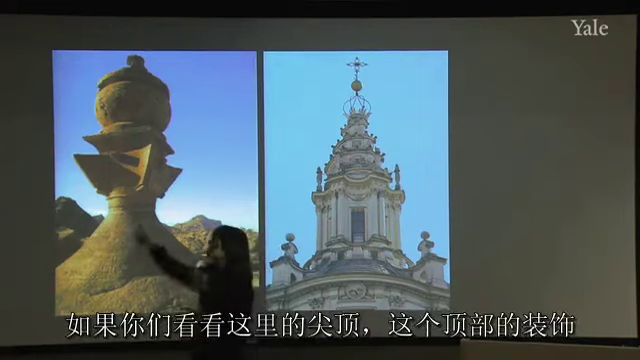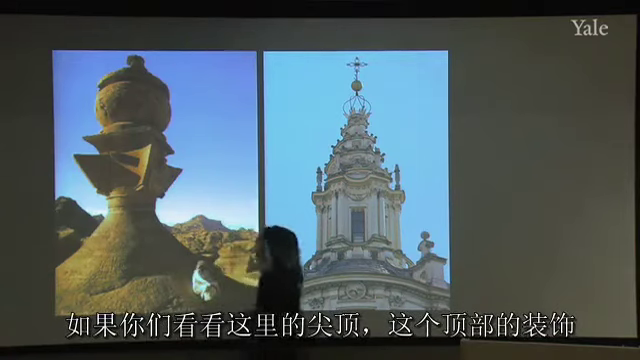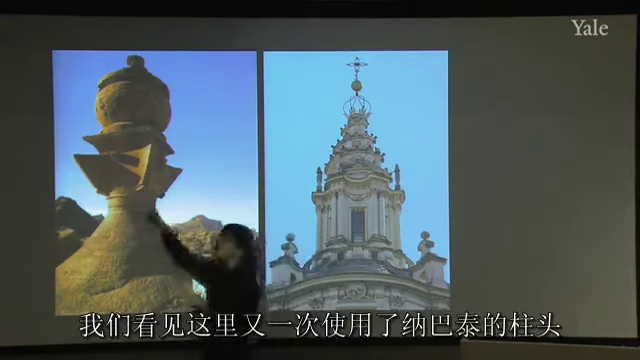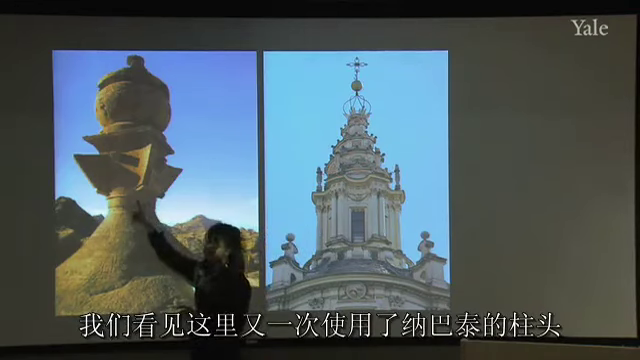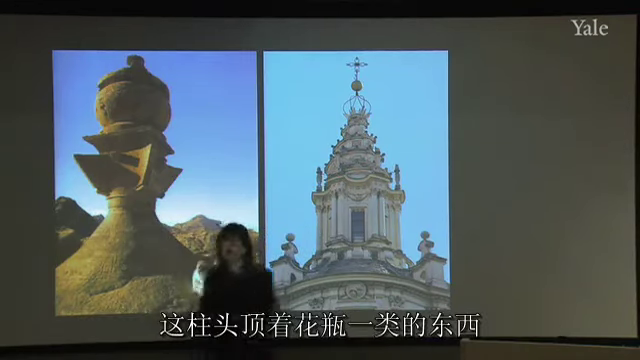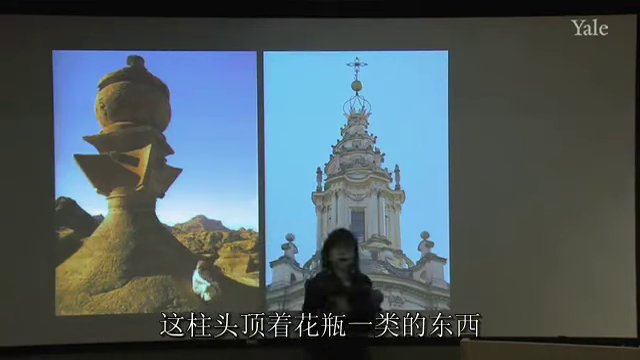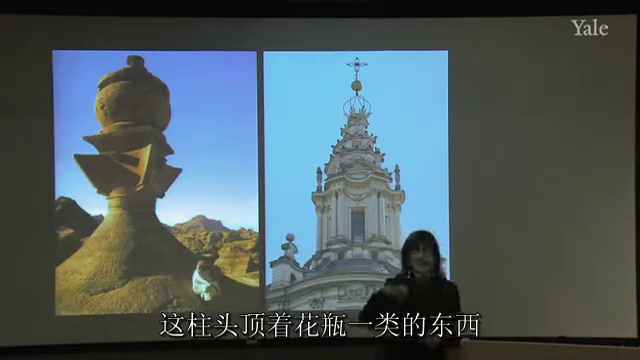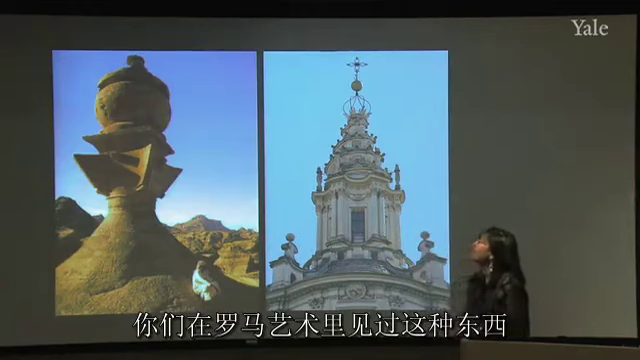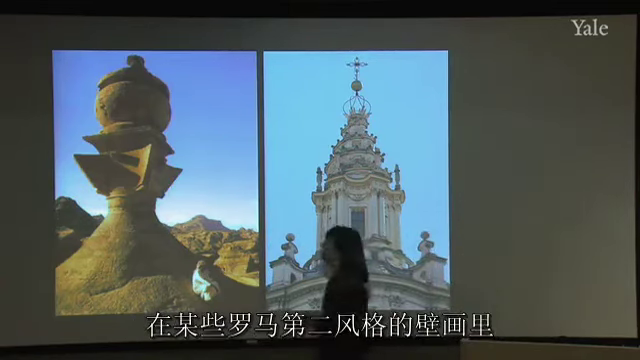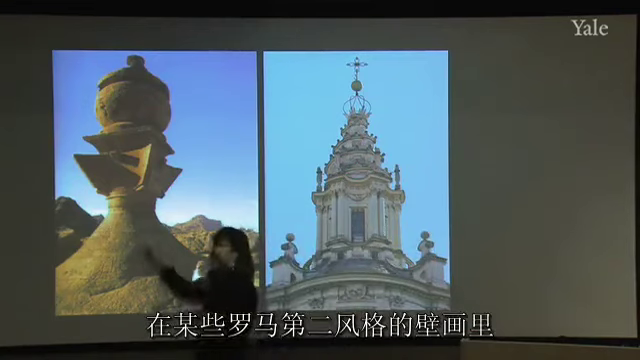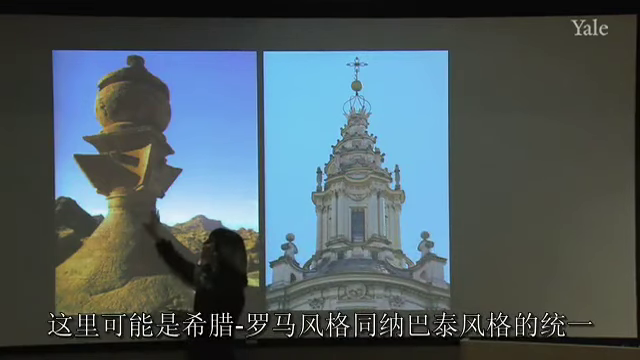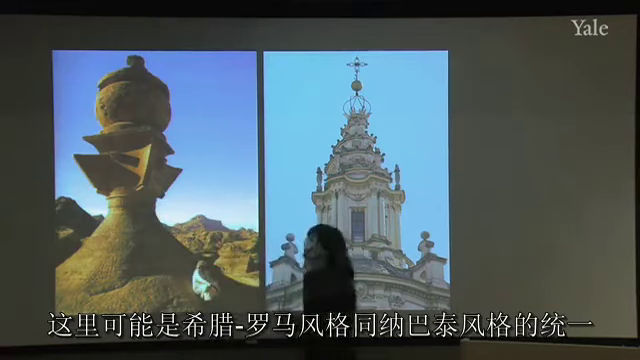If we look at this finial here, this decoration at the apex, we see that they have used one of these Nabatean capitals, again here, and that supports a kind of fat vase on the top with a top on it. And you see that sort of thing in Roman art. You see it sometimes in second-style Roman wall paintings. It's probably a Greco-Roman motif that has been combined with the Nabatean capital here.